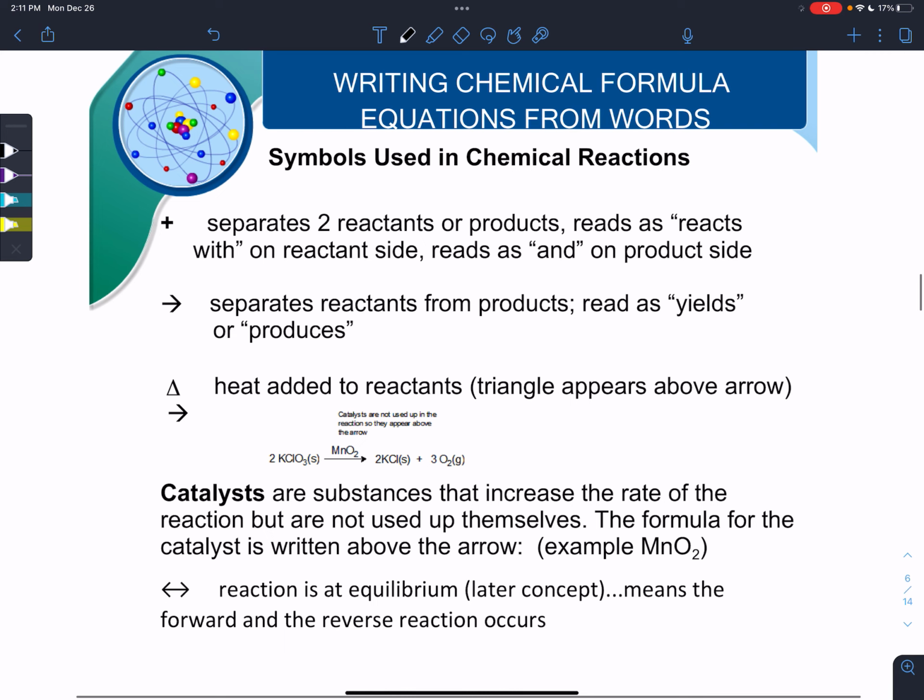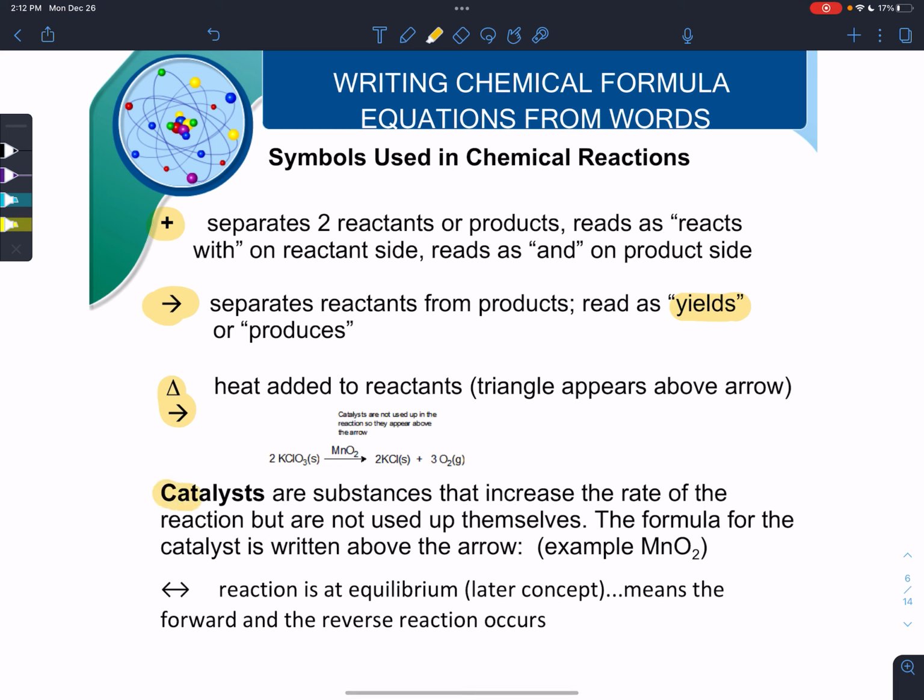Some other symbols that you're going to see in chemical reactions, most of these you probably know. You'll see a plus sign that separates your reactants or your products. So you read that as reacts with when you're reading them. You might also see an arrow, and that means yields. So that goes between your reactants and your products. You could see an arrow above your yield sign, which basically means you have added heat.